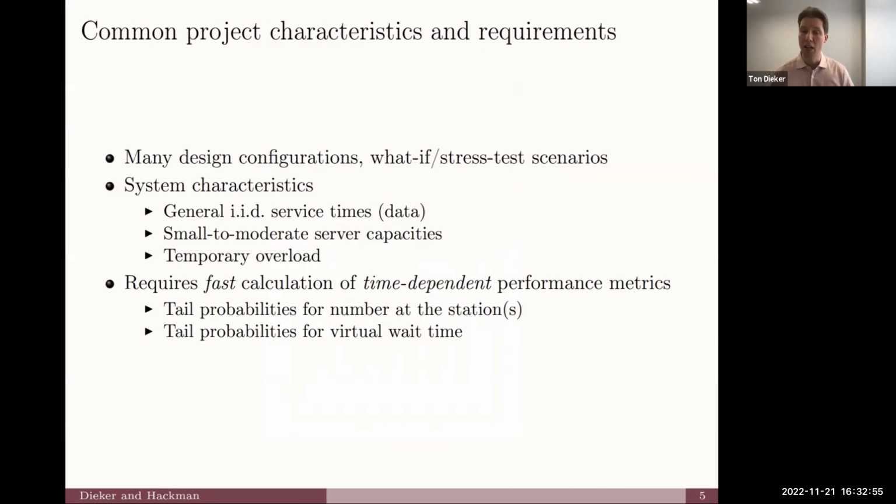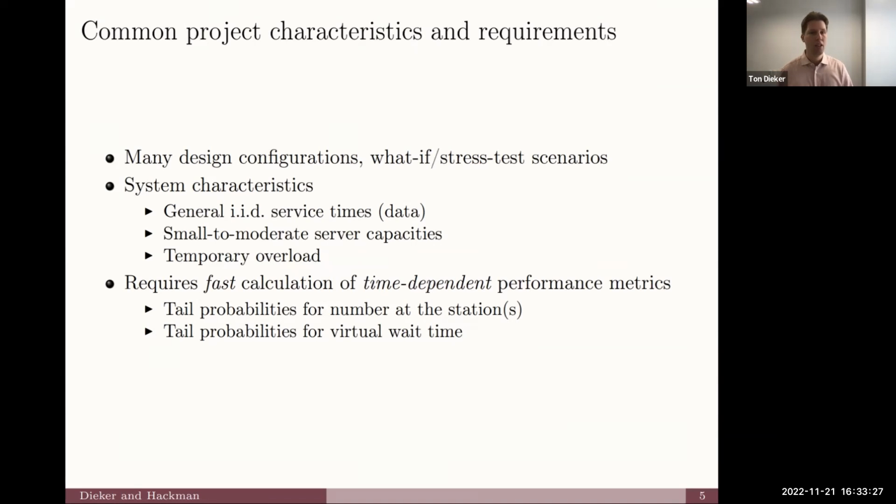First of all, in advance, some staffing level or equipment level has to be set. And there's a trade-off between cost and customer experience. The search space is quite large, lots of different design configurations. And on top of that, oftentimes there are what-if scenarios that need to be investigated as well. The system characteristics are quite challenging and render many techniques inappropriate.